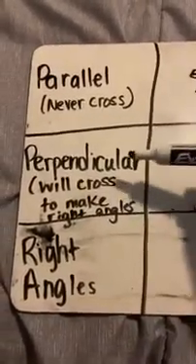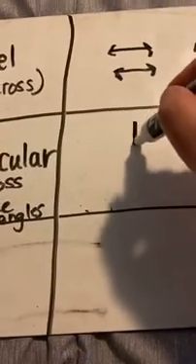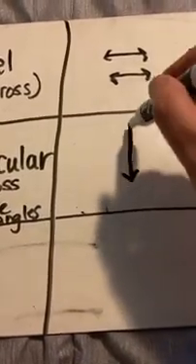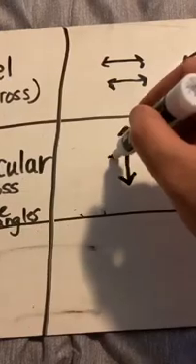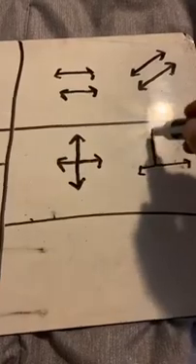Okay. The next one we talked about yesterday was perpendicular lines. And these lines will cross to make right angles. Well, we talked about that. Okay, so let's see. Here's a set of perpendicular lines that we talked about yesterday. Okay, there's a set. Do they cross? Yes, they do. And they make a right angle. How about this one? These are perpendicular because they make the right angle.